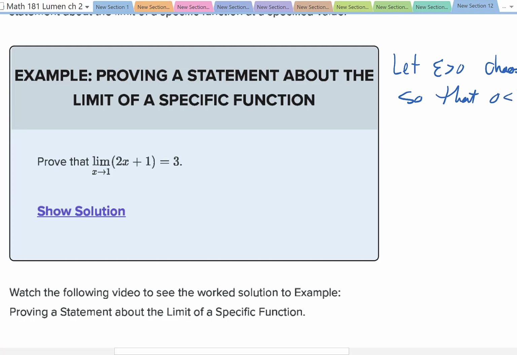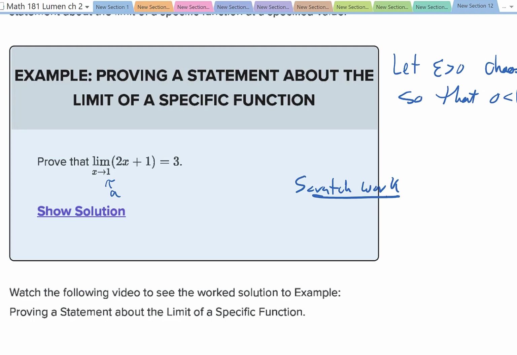0 is less than the absolute value of x minus a. A in this case is 1. That's our a. x minus 1 less than delta. And we're going to come back and finish filling in that blank and do some more work here. But I need to do some scratch work here on the side. Okay, let's see. How can we relate these two is a real big question.